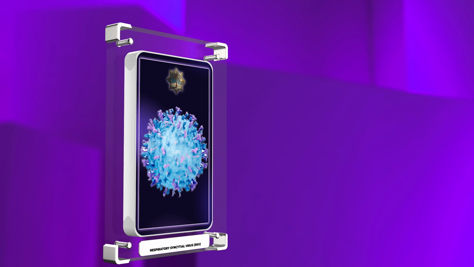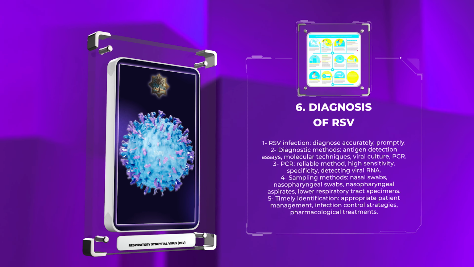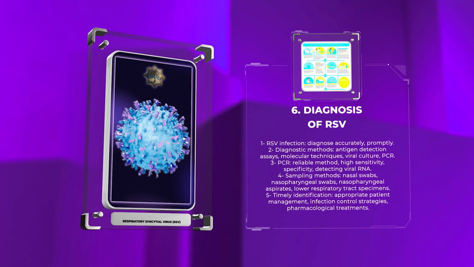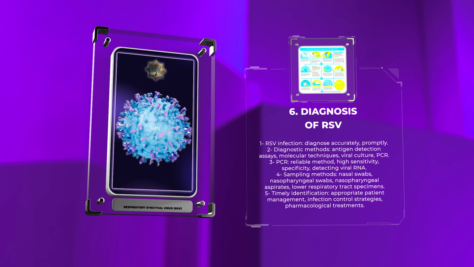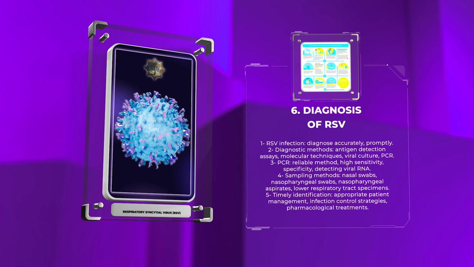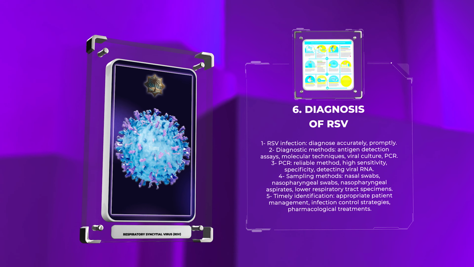In order to identify and manage RSV infection effectively, it is crucial to diagnose it accurately and promptly. Diagnostic methods for RSV include antigen detection assays, such as rapid antigen tests, molecular techniques like PCR, and viral culture. PCR is considered the most reliable method due to its high sensitivity and specificity for detecting viral RNA.